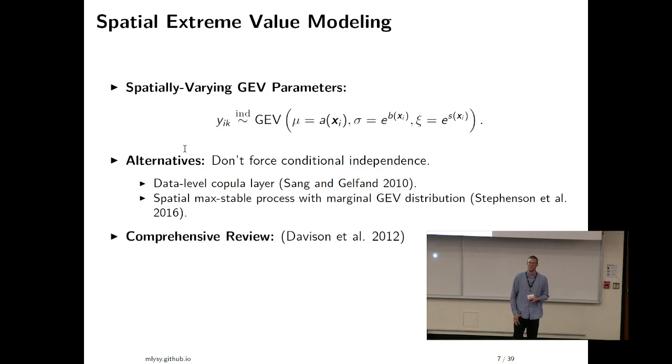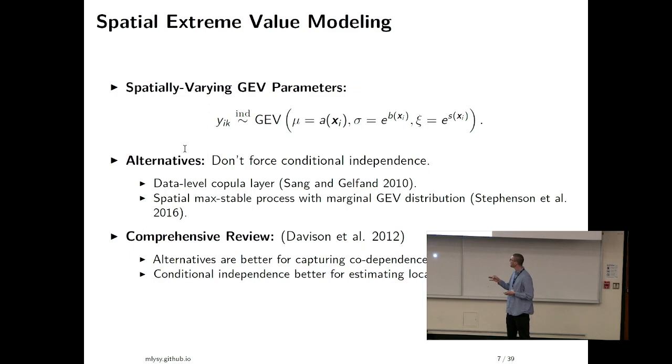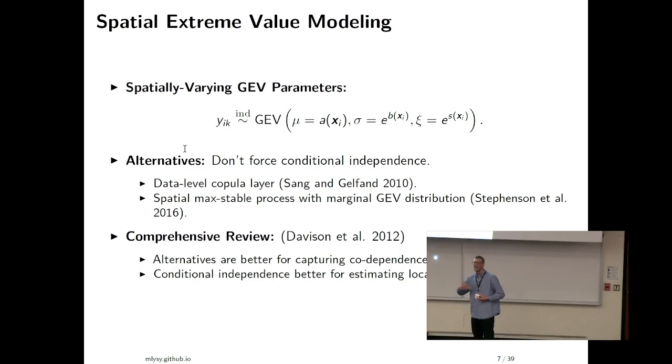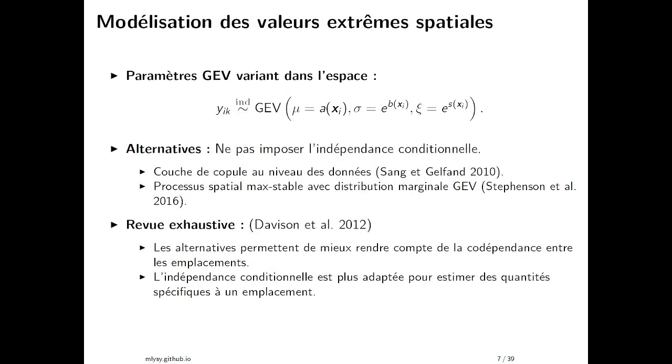This was all reviewed in a paper in 2012, where it was found that if what you're after is the codependence, then it's better to model these things, as the conditional independence is too much. But if what you're after is location-specific things, then it turns out that this conditional independence is giving you something a little bit better. So depending on what your downstream analysis is, one may be more or less useful. So in our case, we were trying to give location-wise information, location-wise assessment, so it made more sense for us to use this form.